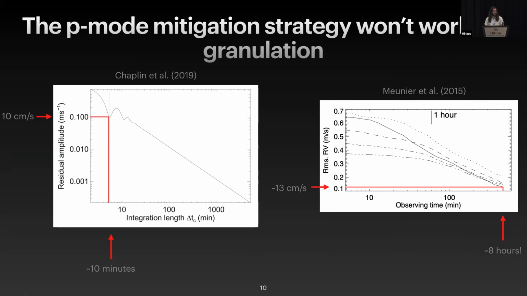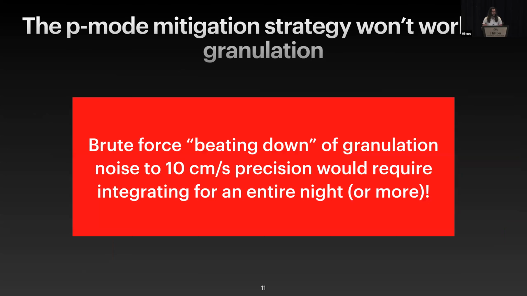Simulations from Nadège Mounier of granulation and supergranulation like we have in the sun show that if you were to try to brute force bin down your granulation residual amplitude, it would take you all night. You would need to observe optimistically your star for the entire night, multiple hours to get to 13 centimeters per second. And so if we want to be probing the sub 10 centimeter per second level, we need to develop strategies for understanding and mitigating granulation that are novel and new. And that's just to emphasize this point.